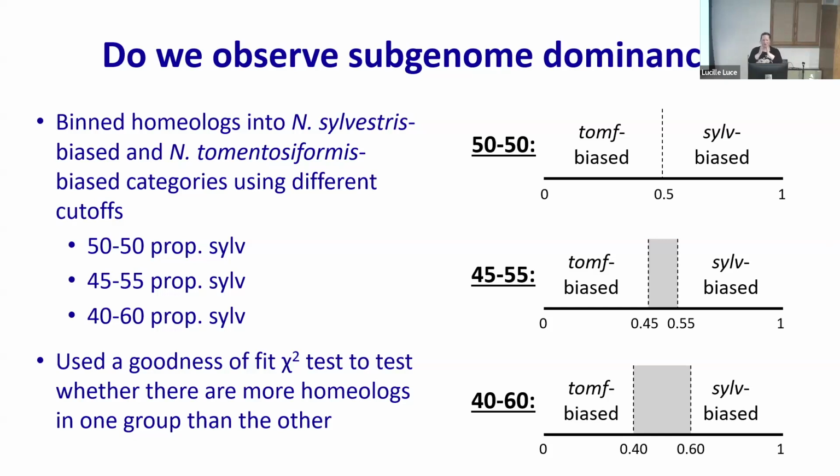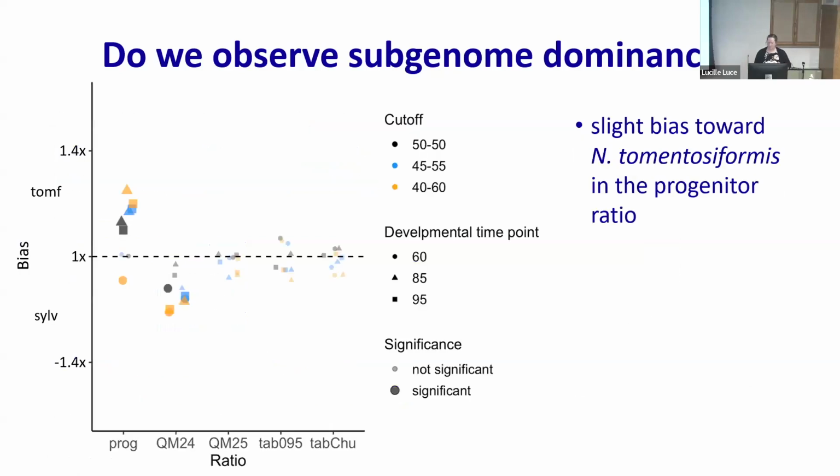But that gives us no equal expression. And so we created this buffer zone where we have equal expression. So we have a threshold where it was considered sylvestrous bias if it was 55% or above, and tomentosiformis bias if it was 45% or below, and then also another threshold where it was 60% versus less than 40%. Everybody feeling good about that? Can you tell that I'm an undergrad person? Yes, awesome. And then we took the numbers that are falling in those categories to do the chi-square test to see if we actually had subgenome dominance.